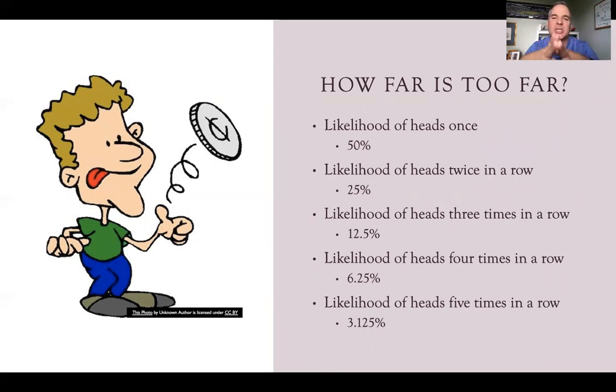And so if we think about conditional percentages, we think about flipping a coin. If we flip a coin any one time, the likelihood of getting heads is 50%, assuming it's a fair coin. Now, if we flip it a second time, it's still 50% of getting heads.